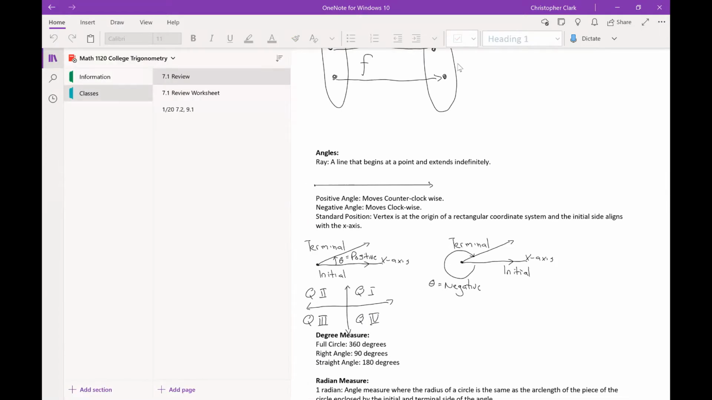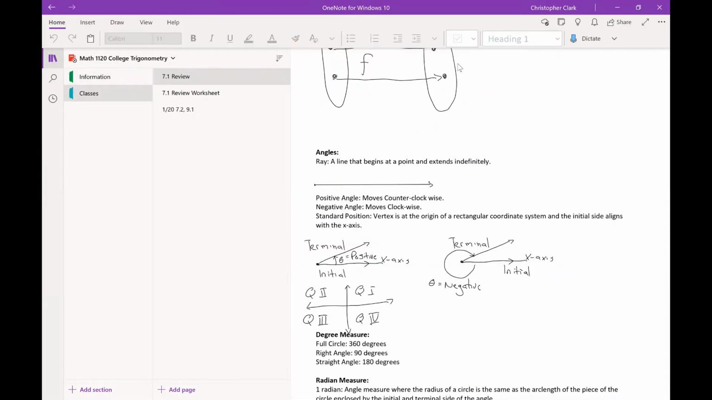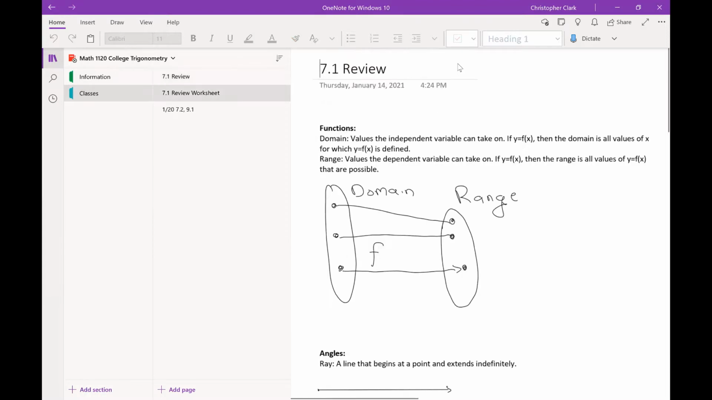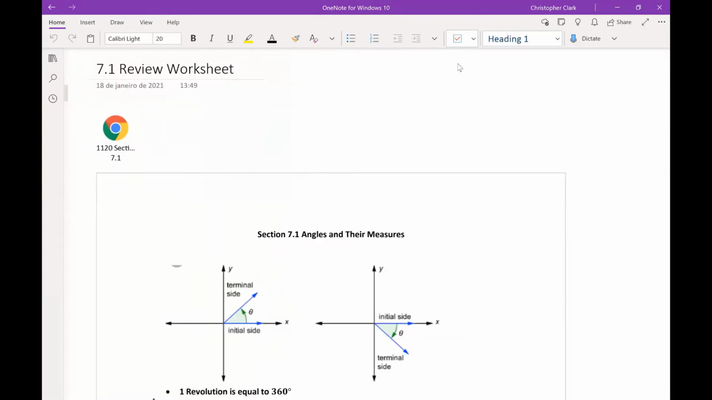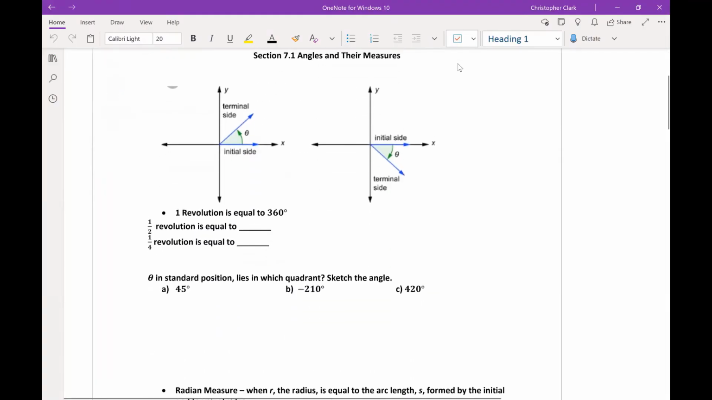So if you go to the OneNote, the college trigonometry is what you should have on the syllabus, and the homepage should have that URL. And if you go over here to classes, we have 7.1 review and 7.1 review worksheet. So I'm just going to do this worksheet real quick, and then if you have any questions, you can ask me on Wednesday. All right, so let's get started.